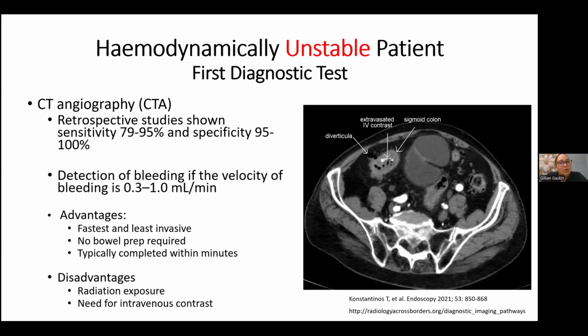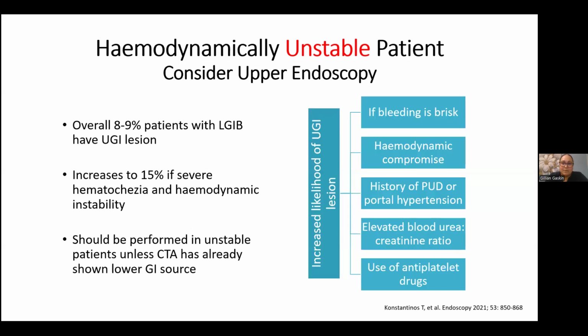There are currently no randomized control trials showing the accuracy of CTA in detecting lower GI bleeds, but retrospective studies have shown sensitivity of around 79 to 95% and specificity of 95 to 100%. CTA detects bleeding if the velocity of blood loss is around 0.3 to 1 mL per minute. Therefore, the higher diagnostic yield is seen in the unstable patients.